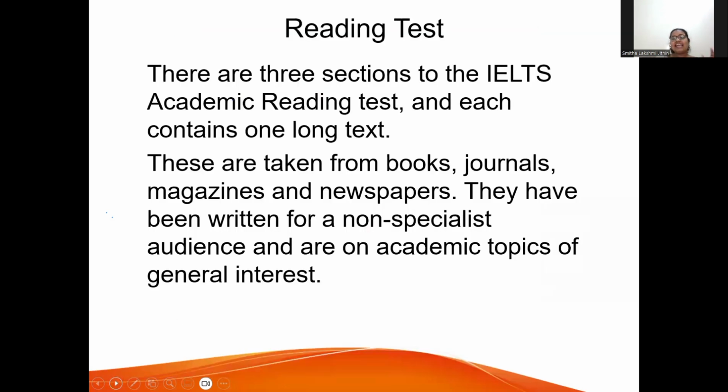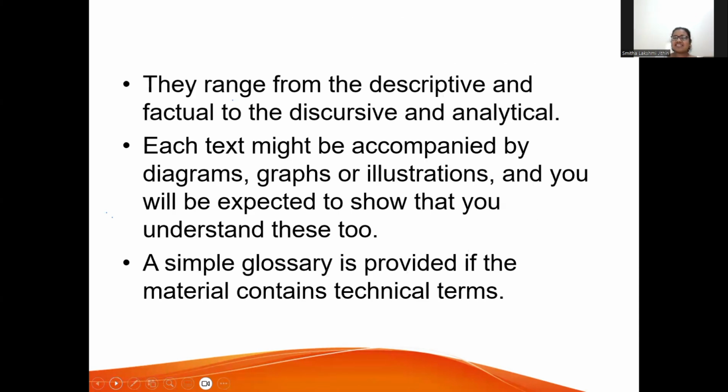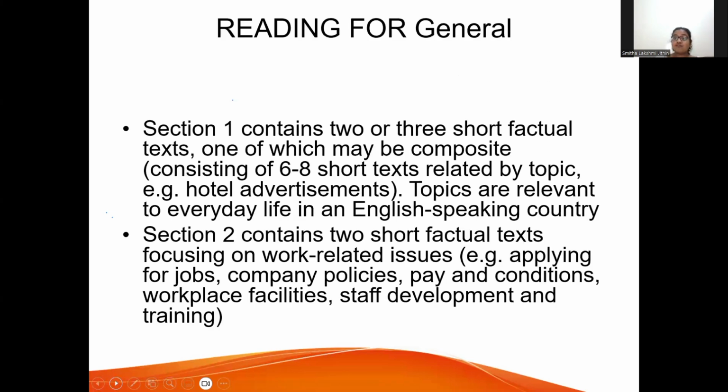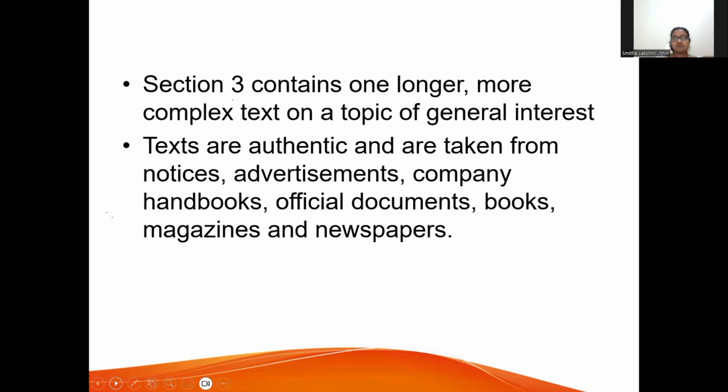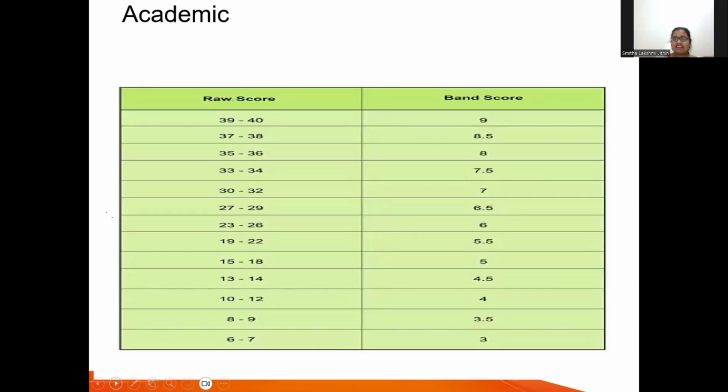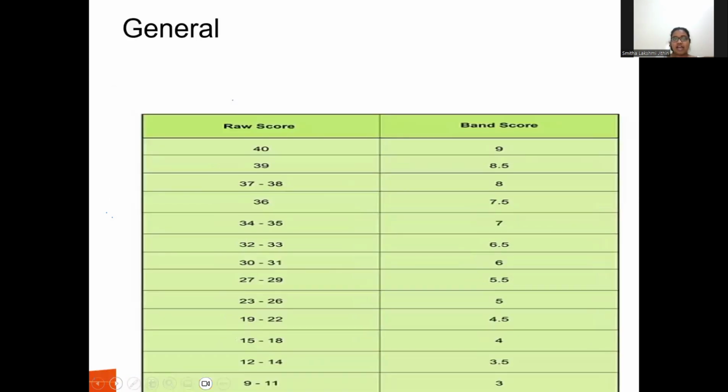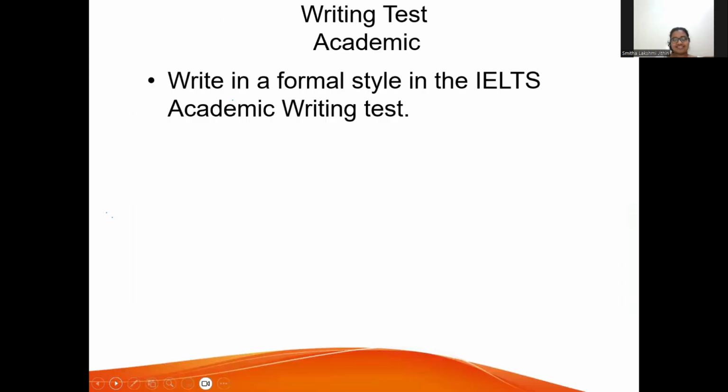Then reading. There are three sessions for this IELTS reading, and they are always taken from books, journals, magazines, or newspapers. And they range from descriptive ones, and there will be some graphs, illustrations, and so on. Okay. And this reading is different for the general and academic. So for the academic, this is the scoreboard, and for the general, it is different.